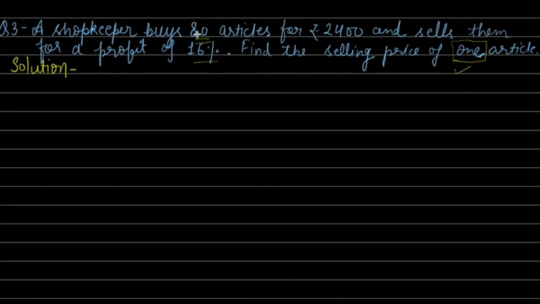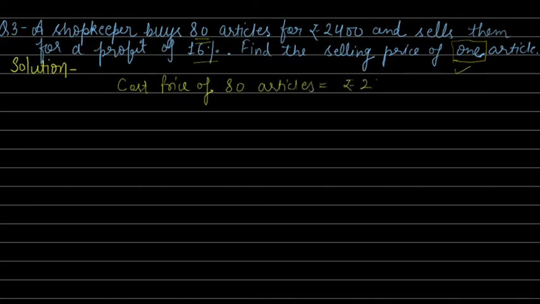It means the important thing here is that first we will calculate the CP of one article before we apply the next formula. So cost price or CP of 80 articles is how much?